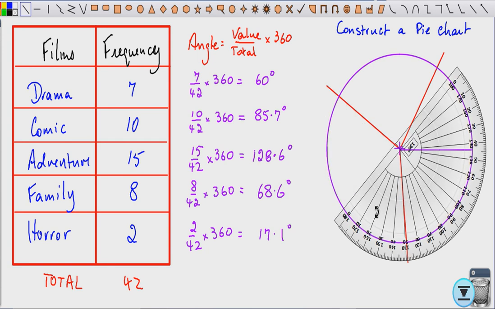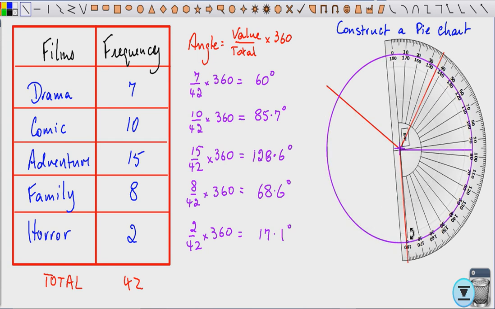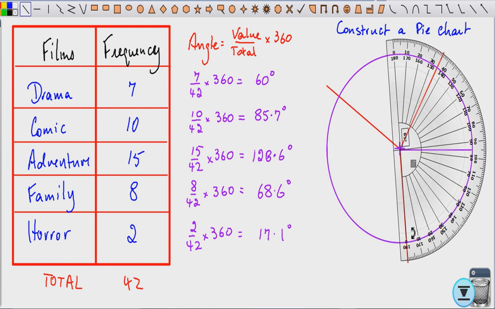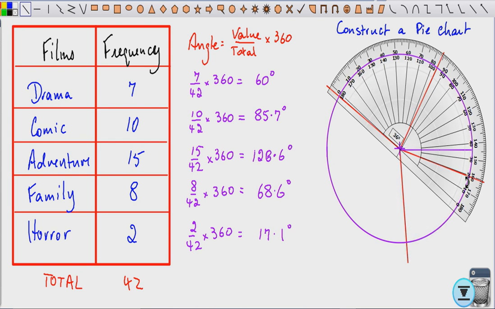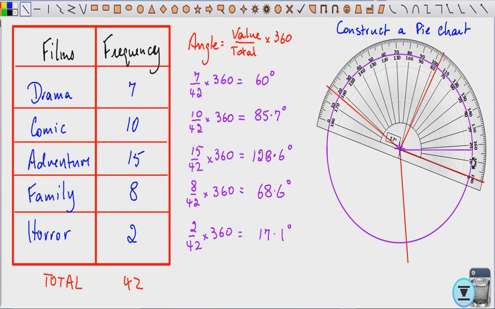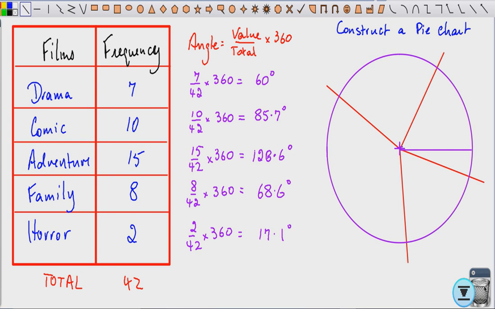So the 0 lies on my new line. Now I find 69 degrees. So 0, 10, 20, 30, 40, 50, 60, 70. So this is 69 degrees. And finally, I have an angle of 17 degrees, which is an automatic angle. I just checked that it is 17 degrees. In fact, it is 17 degrees. So that is correct. I remove the protractor.